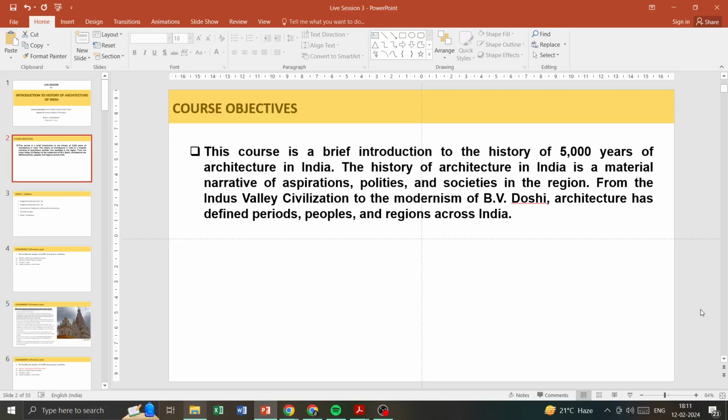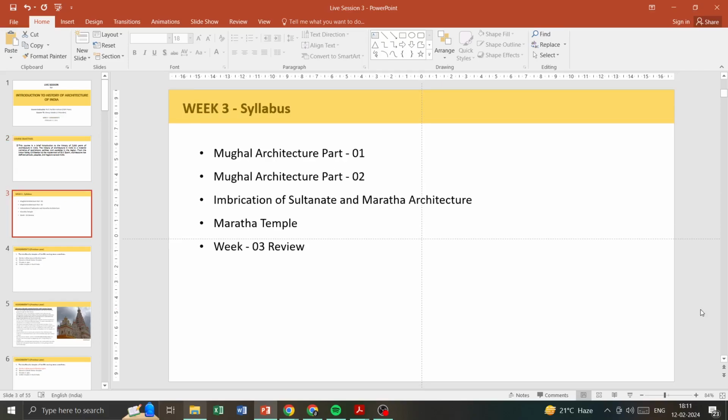So the objective of this course was to give a brief introduction to the history of 5,000 years of architecture in India, right from the Indus Valley civilization to the Delhi Sultanate to Mughals to Marathas. So far we have covered these points, and in week 3 the syllabus was about Mughal architecture and Maratha architecture mainly. So there were 5 lectures.